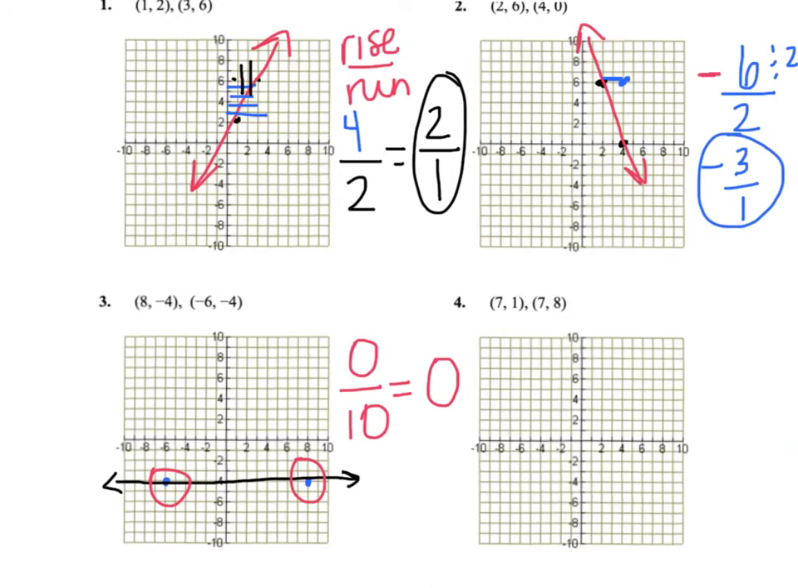Now let's try the next one. Let's go ahead and plot the points. We're going to plot the point (7, 1). It's going to be right there. And then we're going to plot the point (7, 8). And now we're going to draw our line.